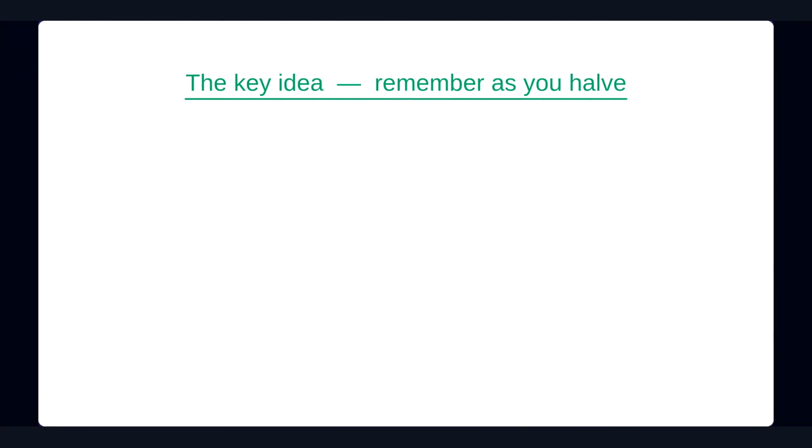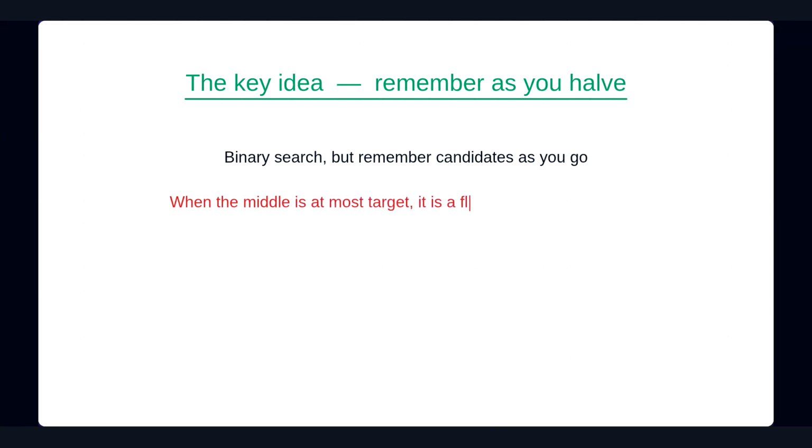We do one binary search, but instead of only chasing an exact match, we remember the best neighbor on each side. Whenever the middle value is at most the target, it is a valid floor, so we save it and look right for something even closer. Whenever the middle value is above the target, it is a valid ceil, so we save it and look left. If we ever land exactly on the target, it is both the floor and the ceil at once.